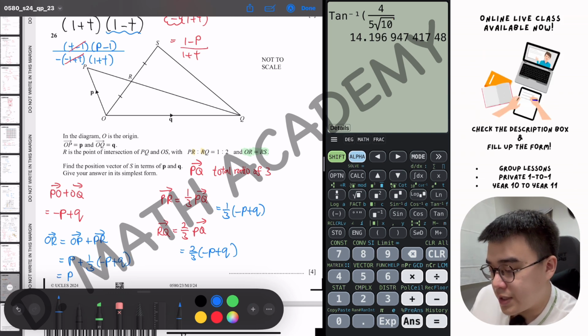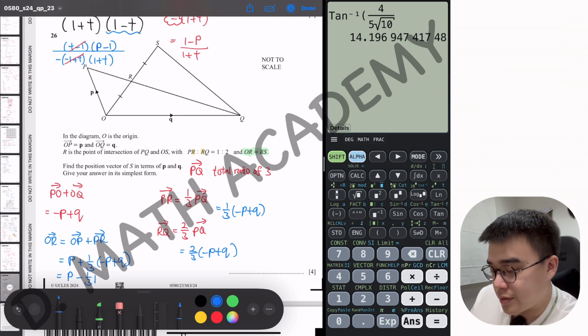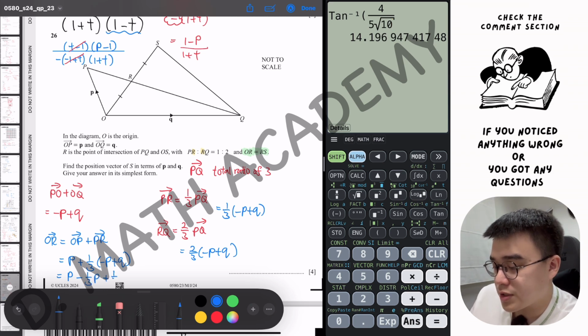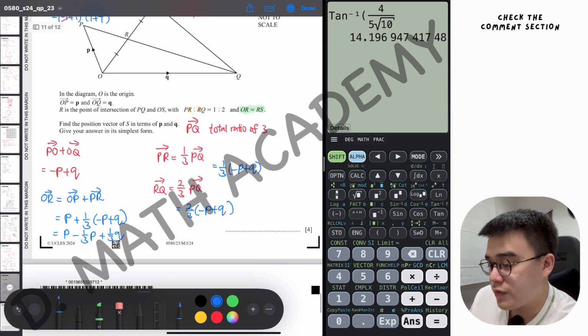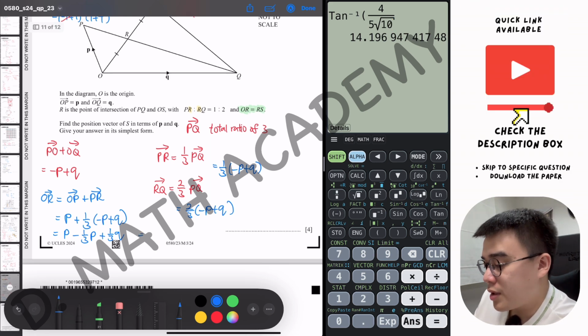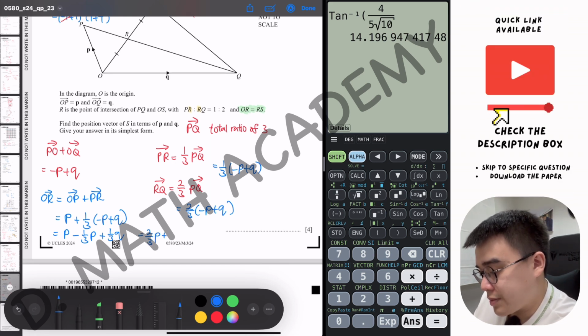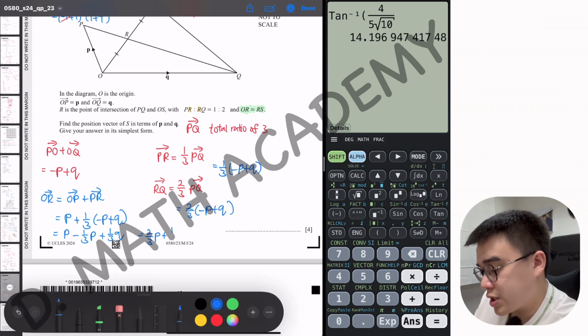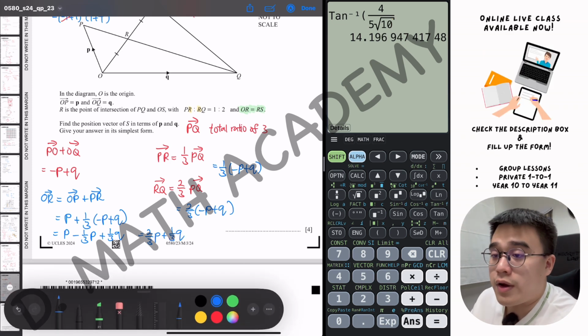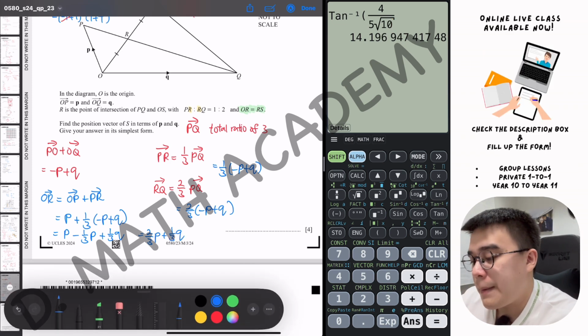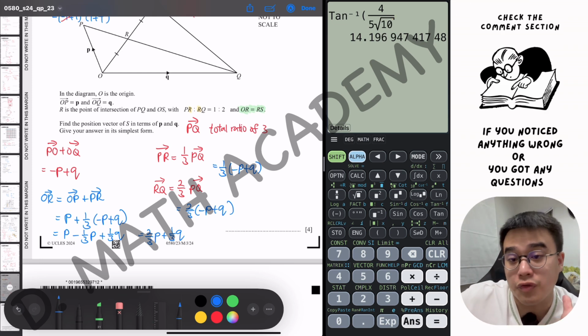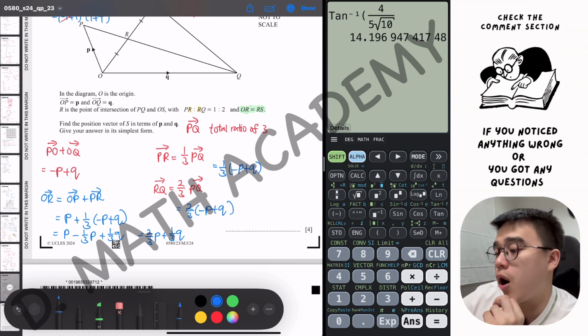So please, please, please make some effort to calculate it out in the simplest form, because you never know when this simplified information works. Okay, so I actually have 2/3 P plus 1/3 Q first as my OR.